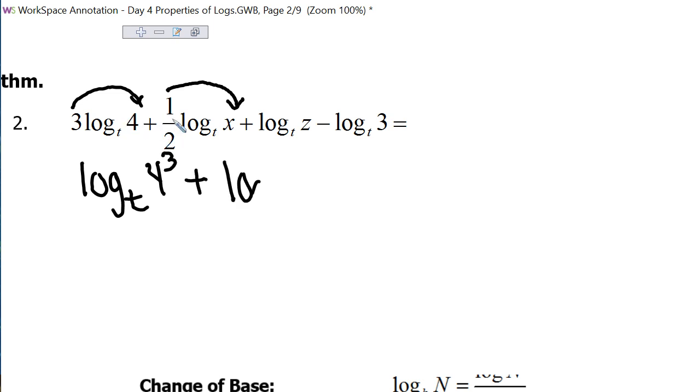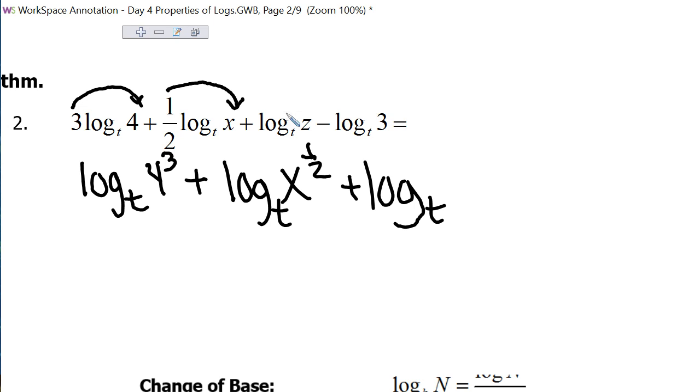plus log base t of x to the 1/2 plus log base t of z minus log base t of 3. And now I'm going to do several steps in one. So I want to go ahead and combine all 3 of these together as one unit.